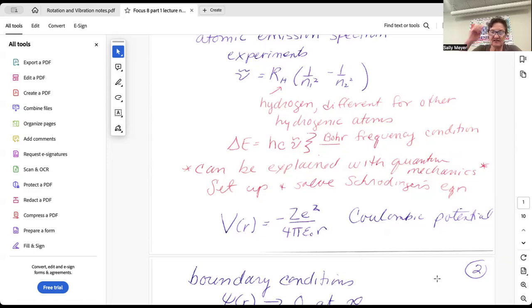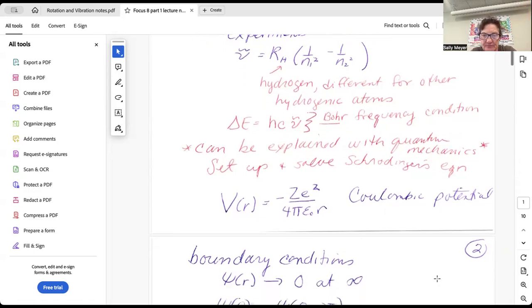And so this potential energy that goes into Schrodinger's equation is the Coulombic potential, and it is equal to negative Z, the integer charge on the nucleus, times e squared, where e is the fundamental charge of an electron or a proton, divided by 4 times pi epsilon 0, which is the permittivity of a vacuum, and then r, the distance between the electron and the proton. So that's the potential energy that you have to put into Schrodinger's equation. You also have to put in the kinetic energy in the right coordinates, so as a function of theta, phi, and r.